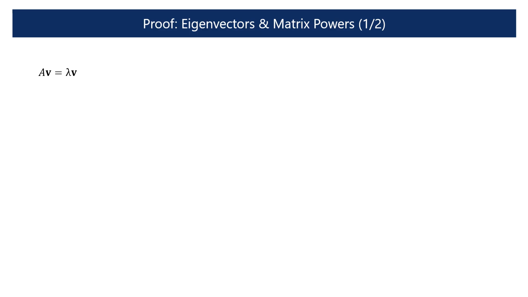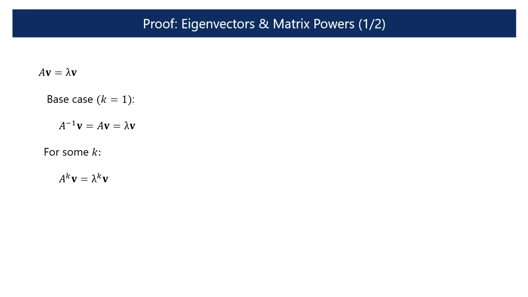Let me show the mathematical proof of this property. Let me start with this equation. Using induction, let me show that v is also an eigenvector of A to the power of k with eigenvalue lambda to the power of k. As a base case, we start with k equals 1, which is just the definition of an eigenvector. So, v is an eigenvector of A to the power of 1 with eigenvalue lambda.